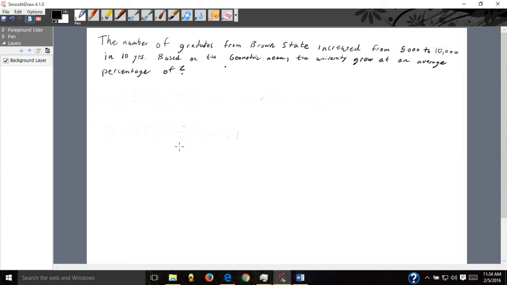Today we'll be working with a practice example that you can actually apply to a couple of your problems to practice for your test. The number of graduates from Brown State increased from 5,000 to 10,000 in 10 years. Based on the geometric mean, the university grew at an average rate percentage of question mark. Well, I guess that's what we're going to be solving for today.